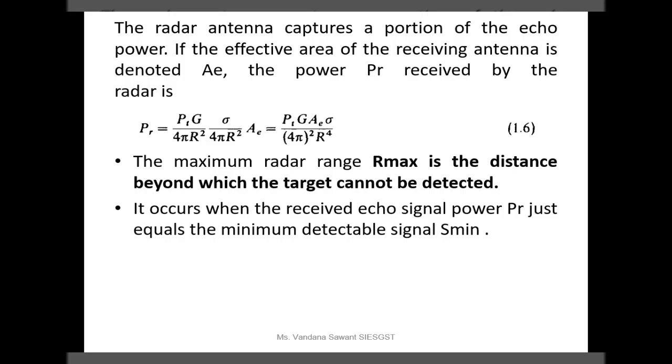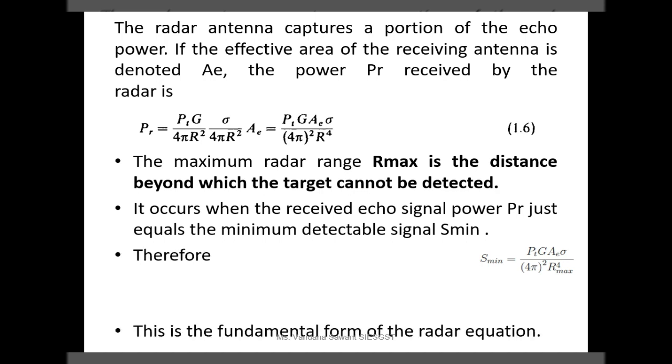Now, from this power, we can find out the maximum range where we can detect the target. The maximum radar range is indicated by Rmax, and it is the distance beyond which the target cannot be detected. It occurs when the received echo signal power Pr is just equal to the minimum detectable signal S minimum. So S minimum can be calculated by replacing Pr by S minimum and R by Rmax, which is equal to PtG Ae sigma upon 4 pi square Rmax raised to 4.